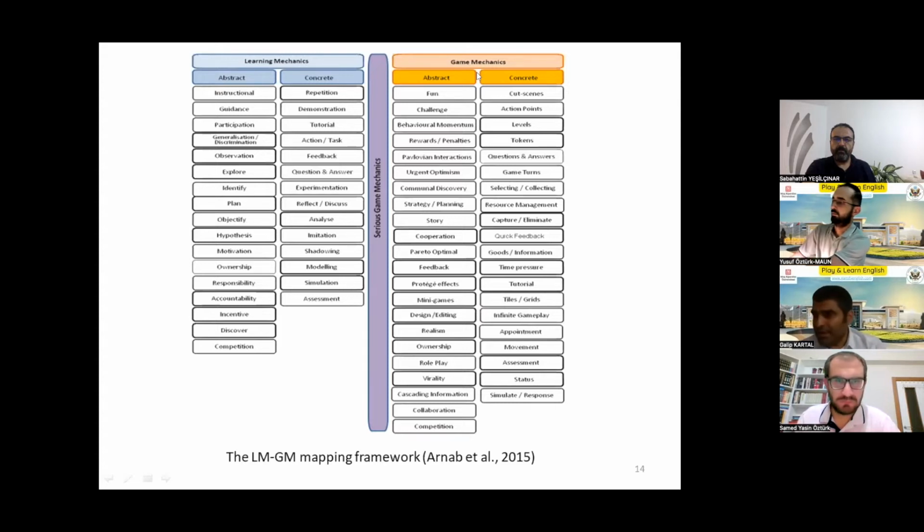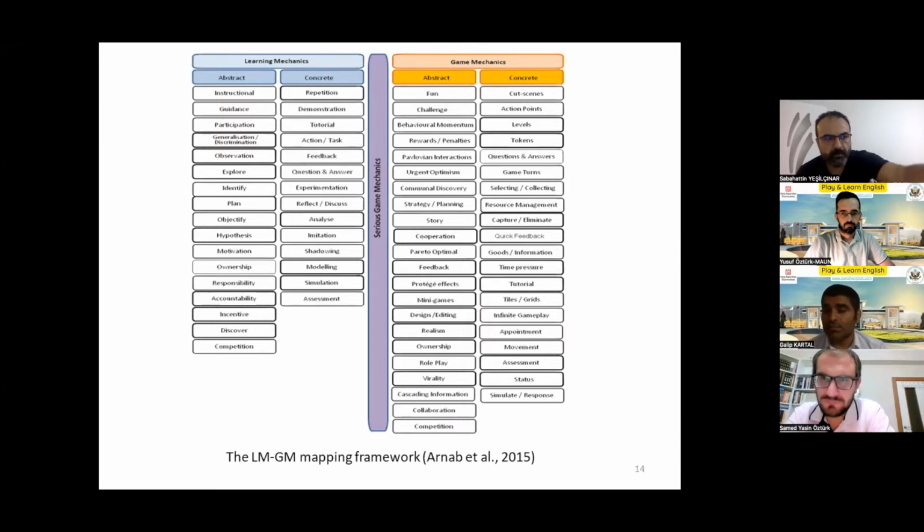And as for the game mechanics, of course, we all have activities. We call almost everything an activity in the classroom. So what happens when we gamify something? We need to include all this learning and game mechanics, okay? Because when you look at game mechanics itself, you will see fun, you will see challenge, you will see cutscenes, action points, levels, tokens. And when you just integrate fun and shadowing, and when you try to gamify it, you will achieve something. My example was from pronunciation, but of course you can apply it to many other areas of language.